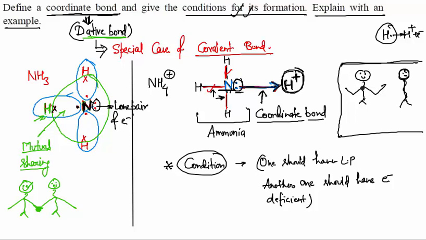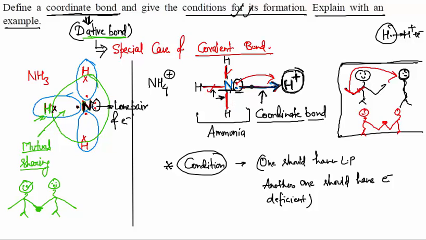Now if they want to shake hands, what is the possibility? This particular guy is so generous, he will cut his hand and provide it to the other guy. Now these two guys have one hand, and they can share. This is what is happening basically. Nitrogen is providing electrons to this H plus, and then they are sharing electrons. In a normal bond, sharing is mutual: one electron from nitrogen, one electron from hydrogen.